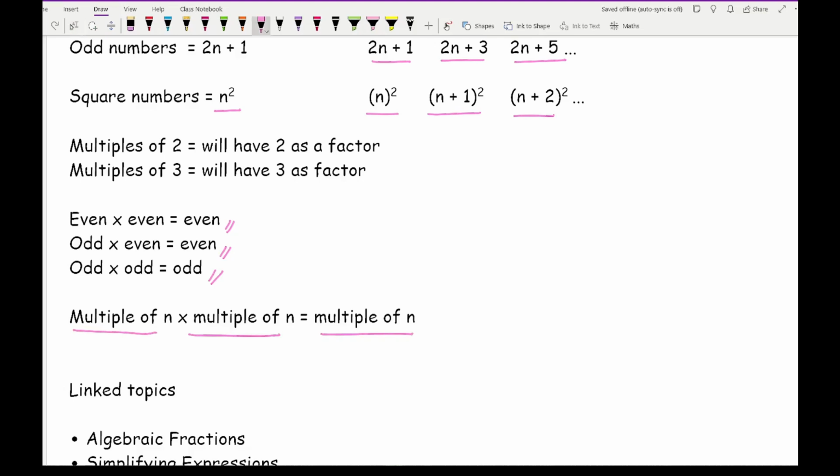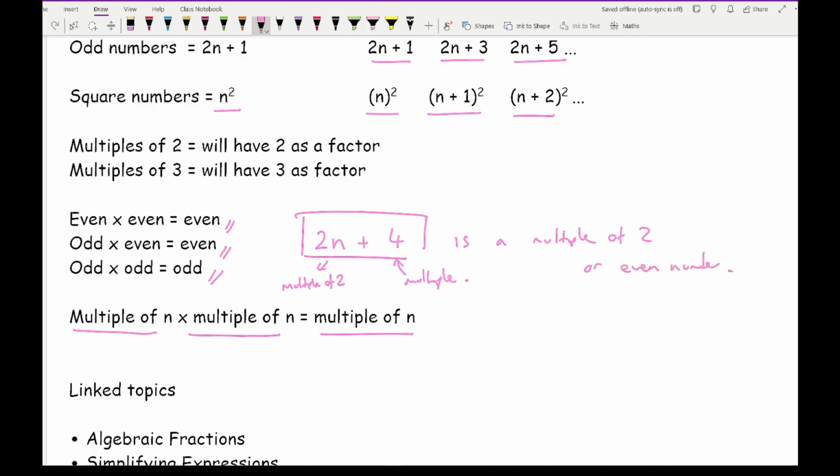So here again, if I wanted to show that 2n plus 4 is a multiple of 2, well, this is always a multiple of 2 because you're multiplying n by 2, and 4 is a multiple of 2. So therefore, when n is any number and you substitute it into this expression, the answer will always be a multiple of 2 or an even number, because any multiple of 2 is even.